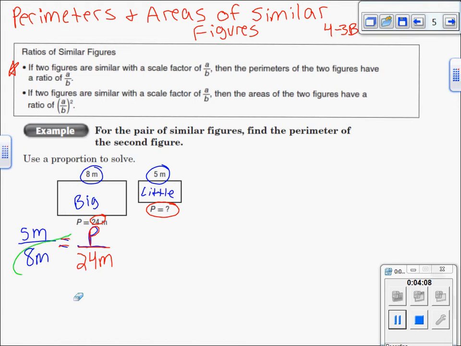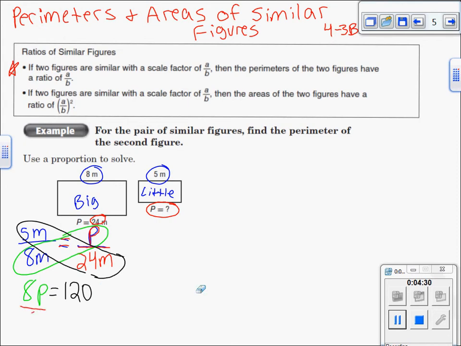So out of habit, I'm right-handed, I tend to go in this direction first. 8 times P, well that's 8P. Then on the other side, that direction should be easy. That's 24 times 5. 5 times 20 is 100. 5 times 4 is 20, so that's going to give us 120. So we have 8P equals 120.